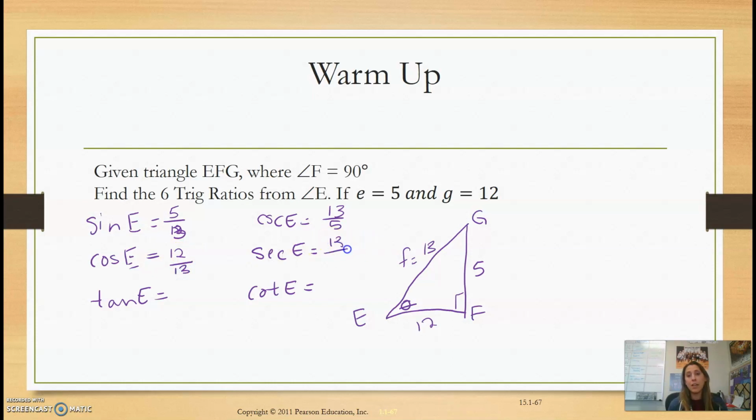I'm going to go ahead and do the reciprocal right there. And then my tangent is my opposite, which is 5, over my adjacent, which is 12. And this is the reciprocal, so 12 over 5. So that is one way to do it. Find the sine, then the cosecant. Find the cosine, then write the secant. Find the tangent, and then write the cotangent. Because they're reciprocals, you just flip that fraction. So make sure you can do that.